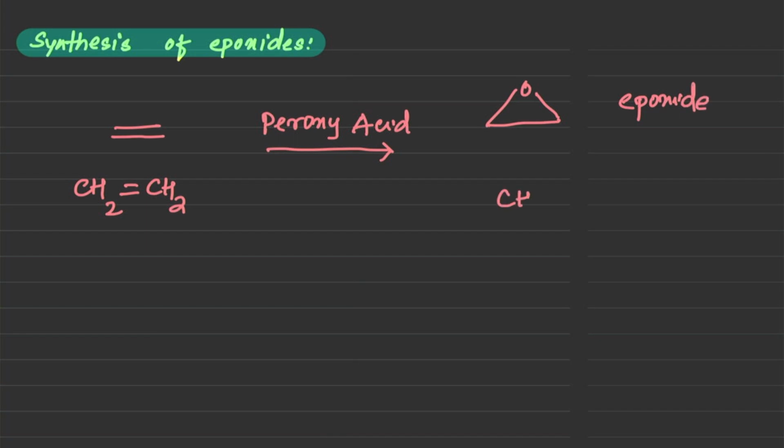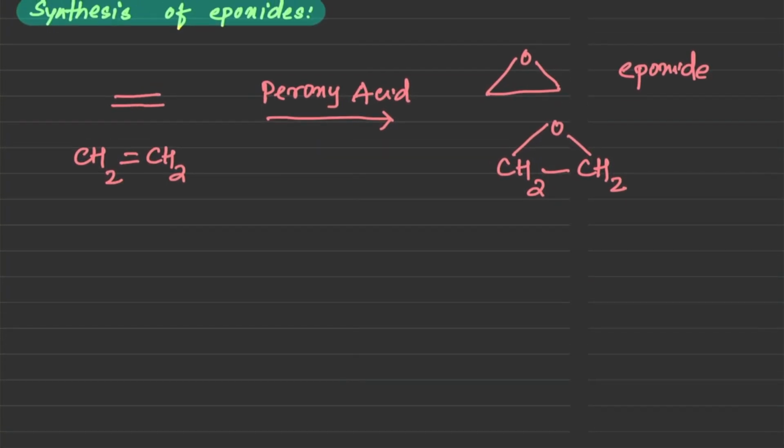If I want to draw the extended structure, you notice nothing changes with carbon and hydrogen. Basically, what happens is an oxygen gets added on top of the double bond. All right, so that's basically our epoxide.